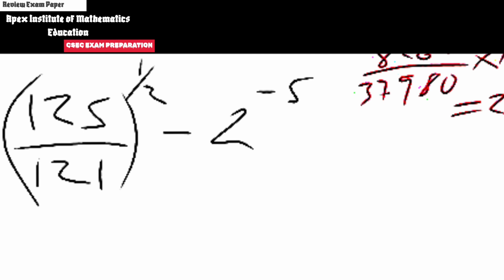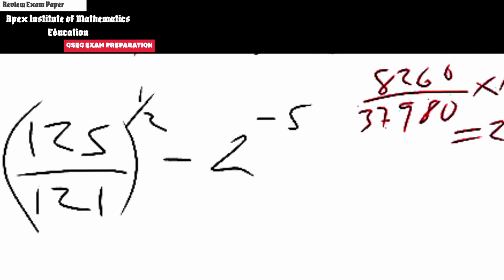All right, so let's dive into part C of the paper. Now, part C stated that we should find the exact value of 125 divided by 121 raised to the power of a half, subtract 2 to the negative 5. And this particular question as well, guys, also has a couple of approaches.